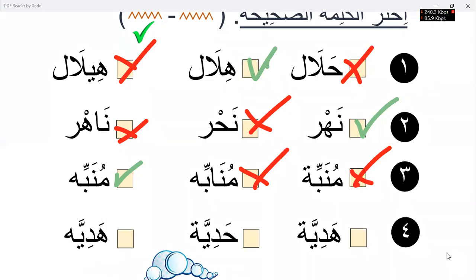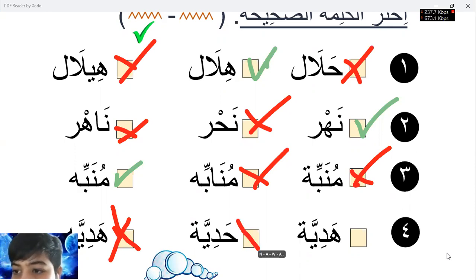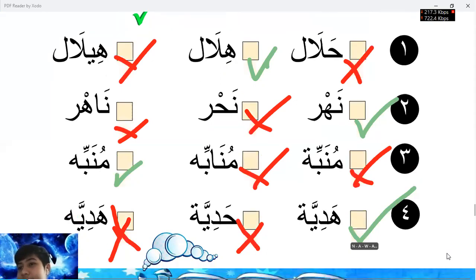Hadiyah. Okay, what is Hadiyah? Oh, you meant the present. Okay, I think I know it. Let me get my red pen. Oh, I said the wrong thing. It's definitely not Hadi. Hadi is wrong. Then shouldn't it be Ha, not Ha? Yes, correct.